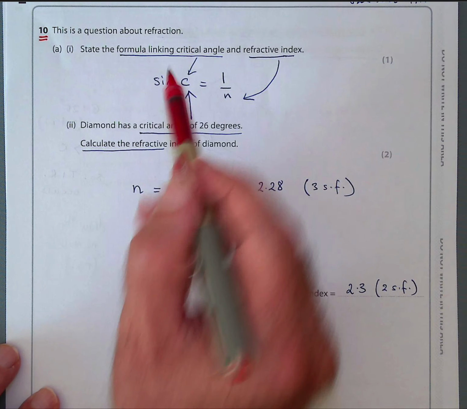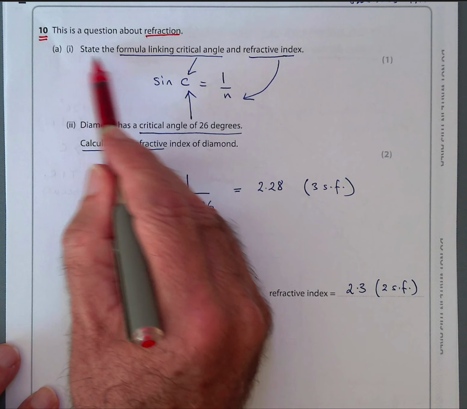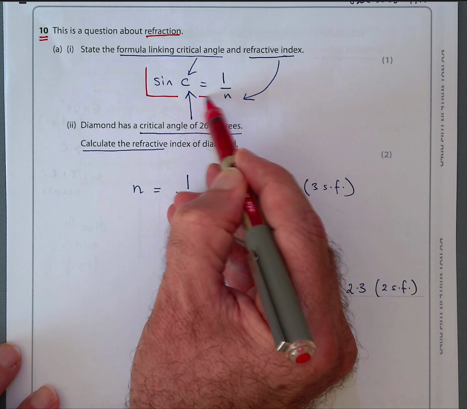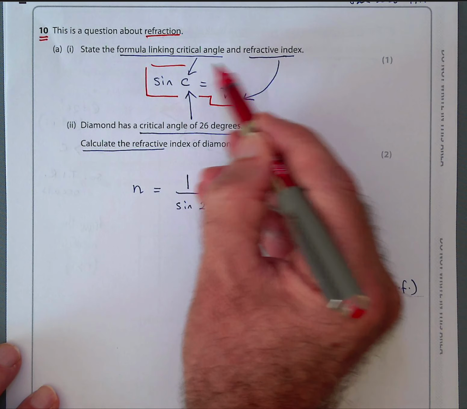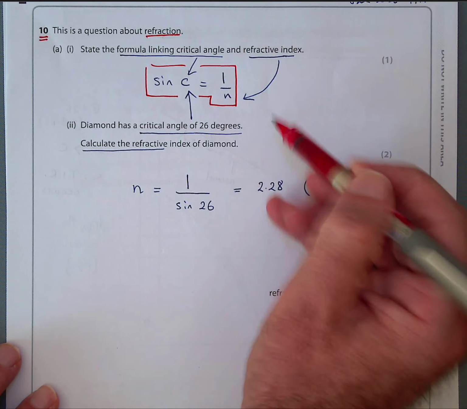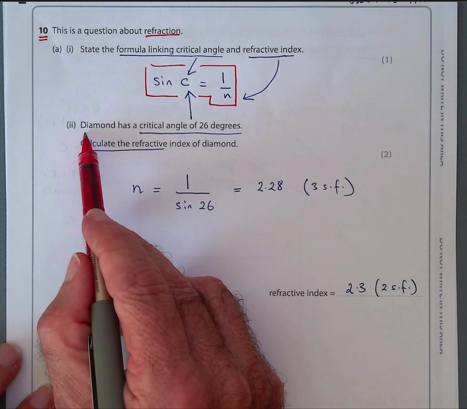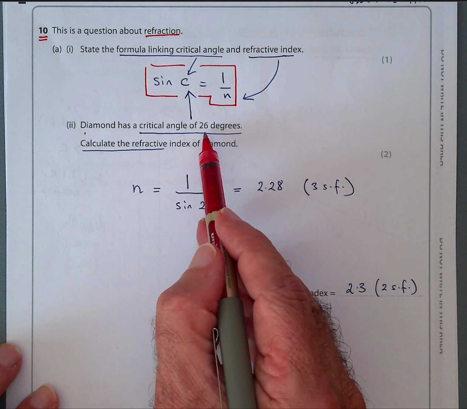This is a question about refraction. State the formula linking critical angle and refractive index. So the sine of the critical angle is equal to 1 over the refractive index of the material. So once you know the refractive index, you can work out the critical angle. In this case, they're talking about diamond, and they've given you the critical angle.